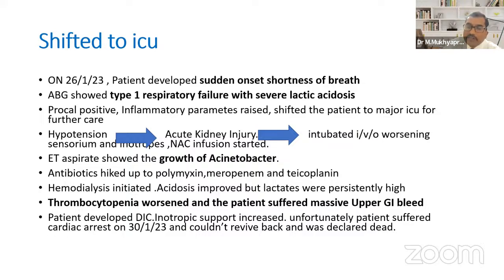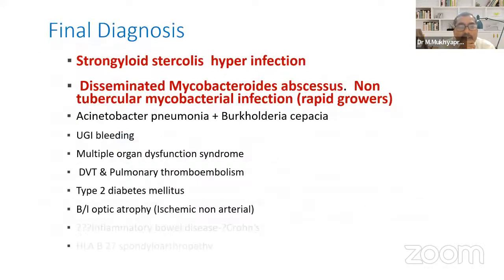So it was a roller coaster ride for the patient, but for us also. So the patient had a final diagnosis. It was a Strongyloides stercoralis hyperinfection, disseminated Mycobacterium abscessus, atypical mycobacteria infection. He had multiple gram-negative infections, Acinetobacter, Burkholderia sepsis. He finally had upper GI bleed, MODS, pulmonary embolism, type 2 diabetes, and he had a bilateral optic atrophy, which we probably don't know what it was. So we were sure that it was not inflammatory bowel disease, it was a Strongyloides hyperinfection.